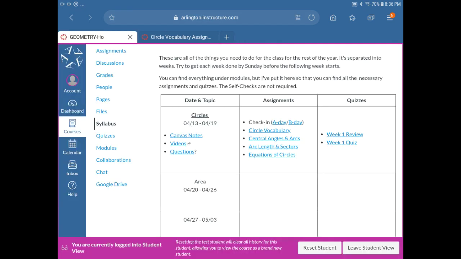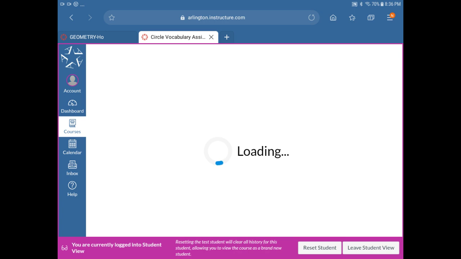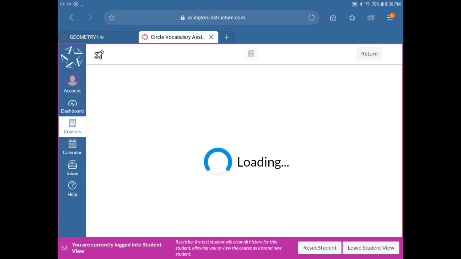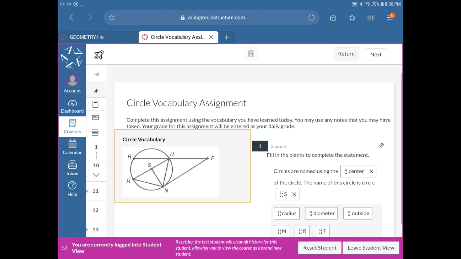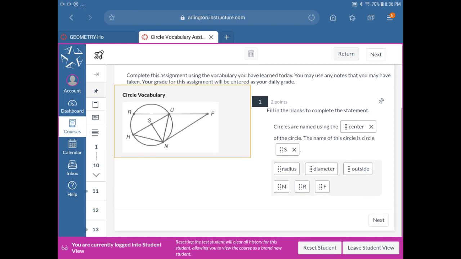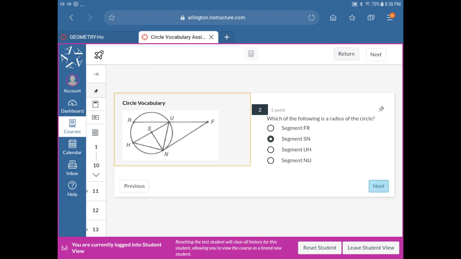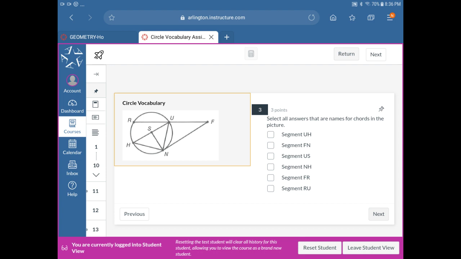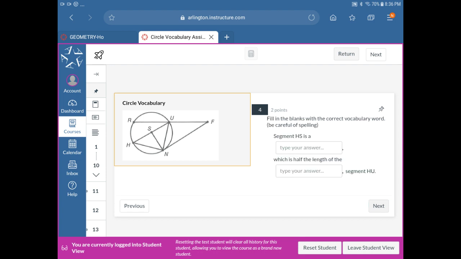Then the circle vocabulary assignment. I already started this. Circles are named using the center, so this is circle S, because it has S on there. I'll answer this one too. SN is a radius, SU is a radius, SH is a radius, FR is a secant, UH is a diameter, and so on and so forth. Segment HS is a radius, which is half the length of the diameter. So that's how you do this assignment.